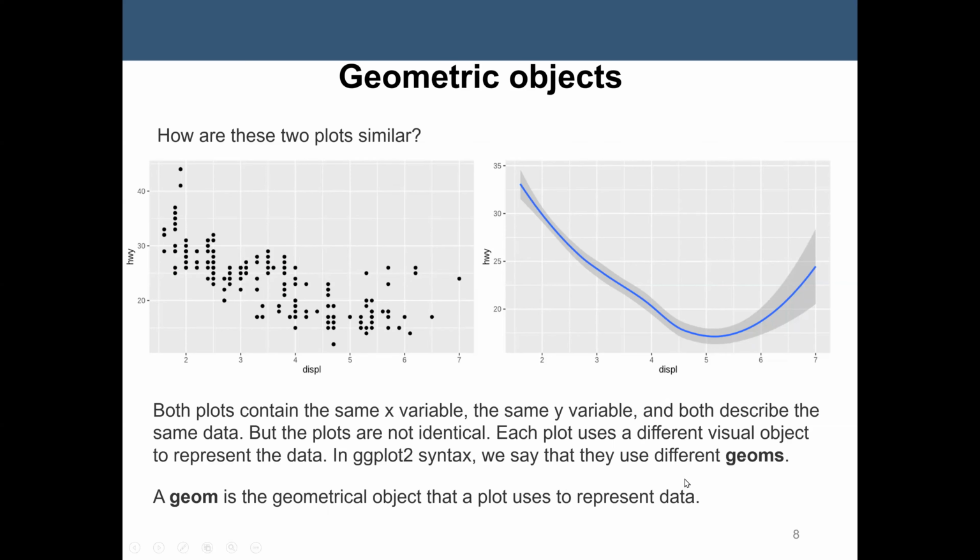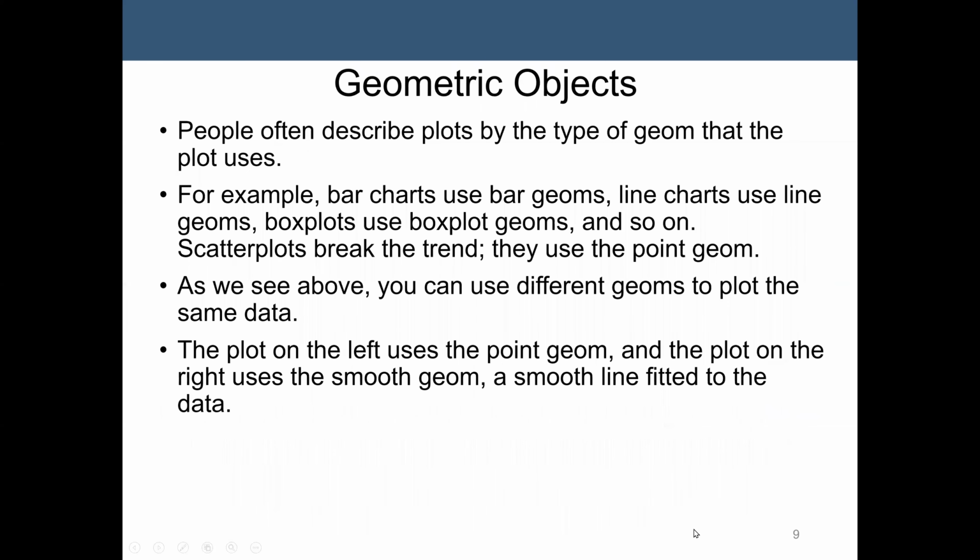Each plot uses different visual objects to represent the data. So in ggplot2 syntax, we say that these 2 use different geoms. Again, their geometric objects are different. This is points, this is a nonlinear line. So a geom is a geometrical object that a plot uses to represent data. People often describe plots by the type of geom that the plot uses.